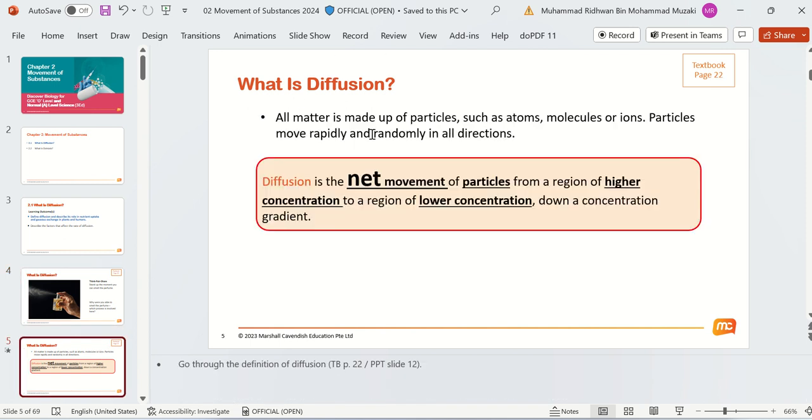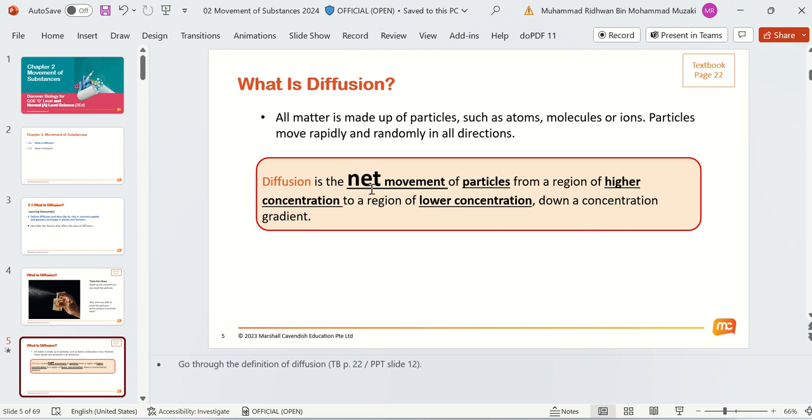All matter is made up of particles, be it atoms, molecules, or ions. Those particles move around randomly in terms of direction, and this allows for diffusion. Diffusion is the net movement of particles from a region of higher concentration to a region of lower concentration, down a concentration gradient.